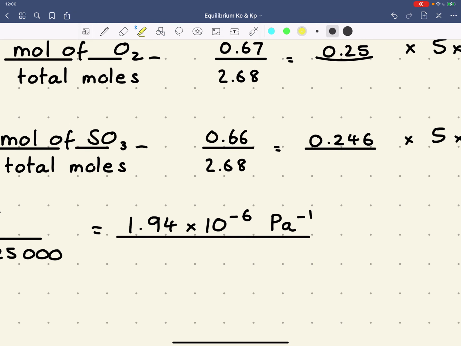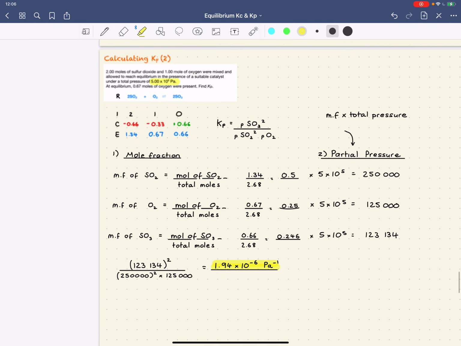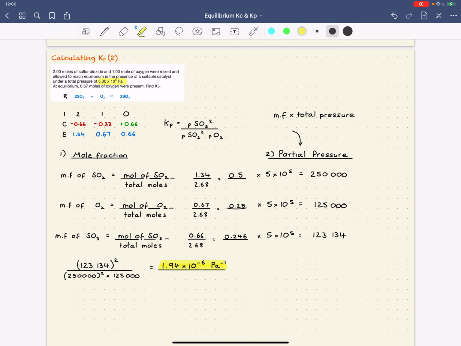Again, in these sort of questions, please show all your working, show your RICE table, show your mole fractions, show your partial pressures, and then populate your Kp expression with your partial pressures and give the answers with the units.